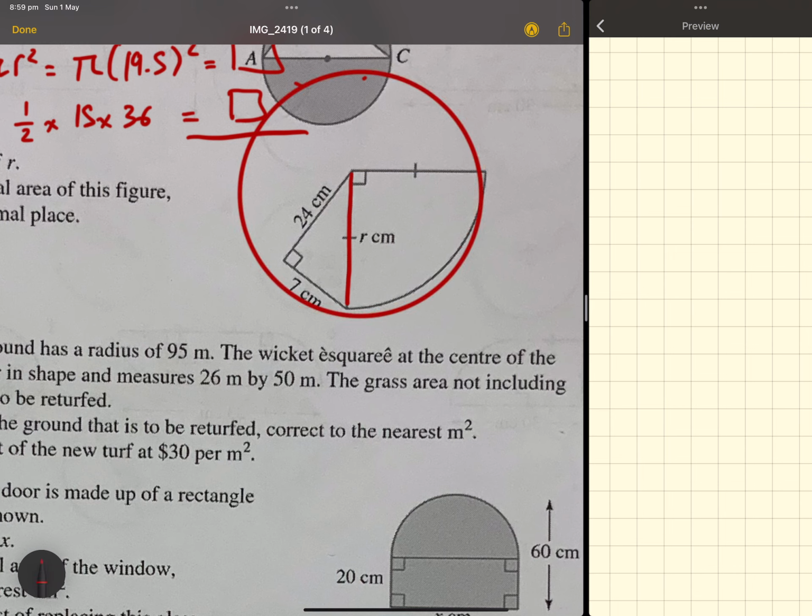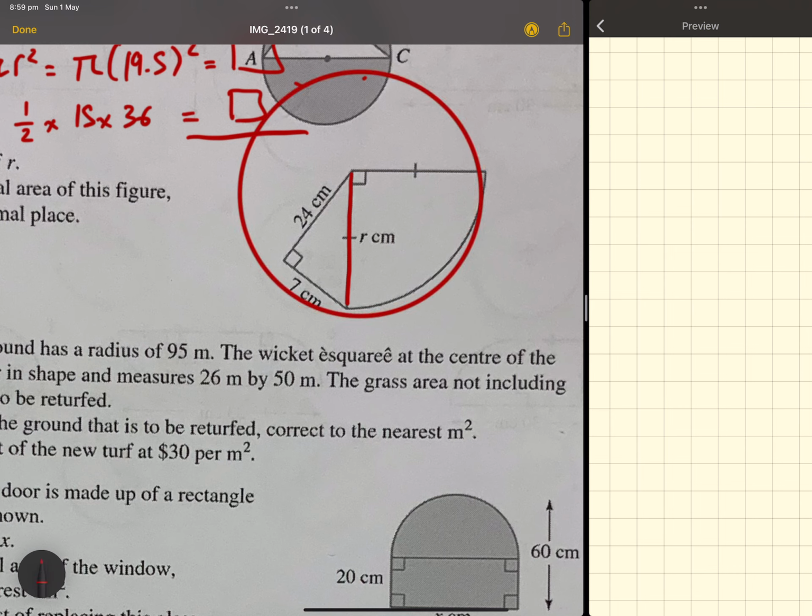So area of circle is equal to pi times radius squared, which is pi times 95 squared. And then you're going to find the area of the rectangle. And that's going to equal length times width. And that is 26 times 50.